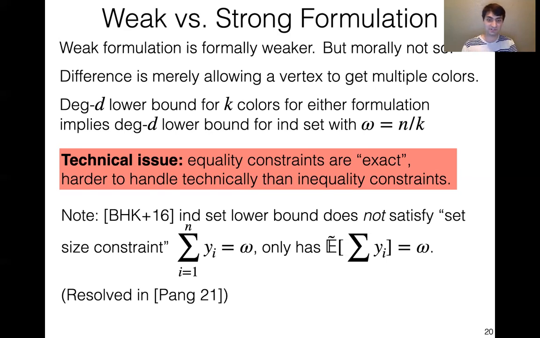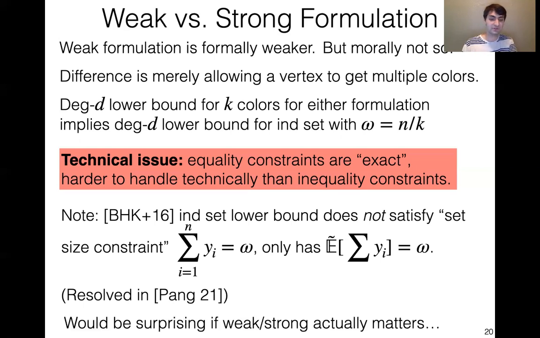And there is actually a paper in this conference by Pang, which proves that there is an independent set lower bound that satisfies the set size constraint also at roughly omega about root n. So morally, the fact that the BHK plus independent set lower bound didn't satisfy this constraint was just a technical issue and not a substantial qualitative issue. And therefore, it would also be surprising if this weak versus strong thing matters. It seems to be more of a technical issue that we don't know how to overcome, rather than something fundamentally different with the problem statement.